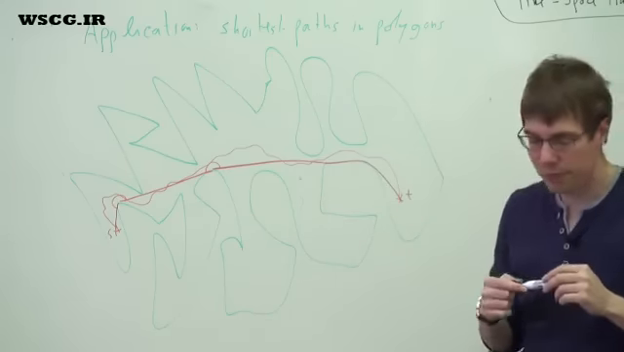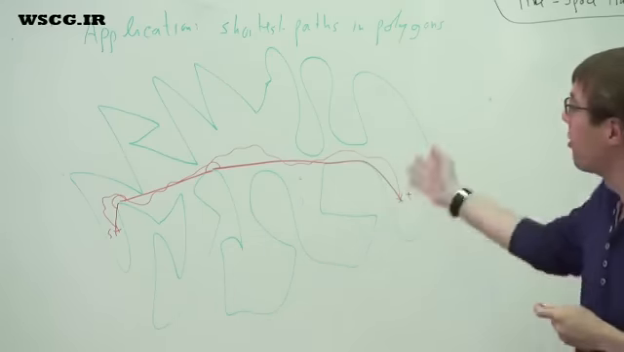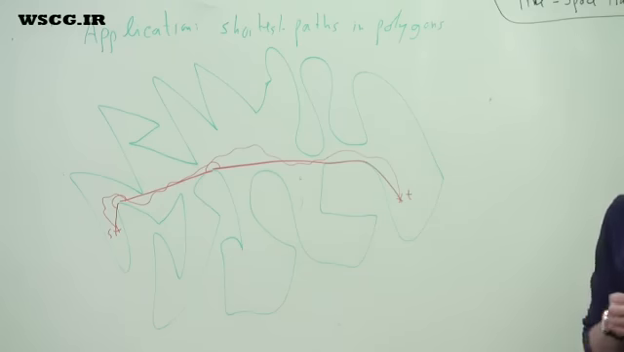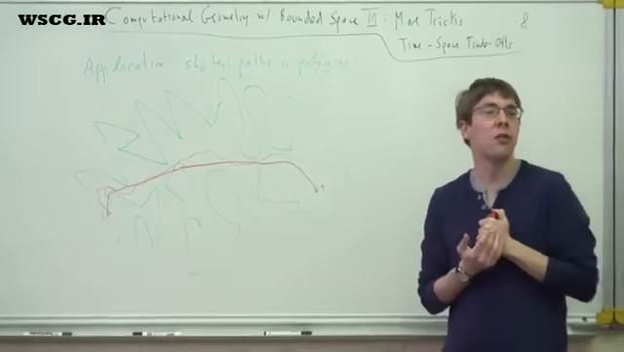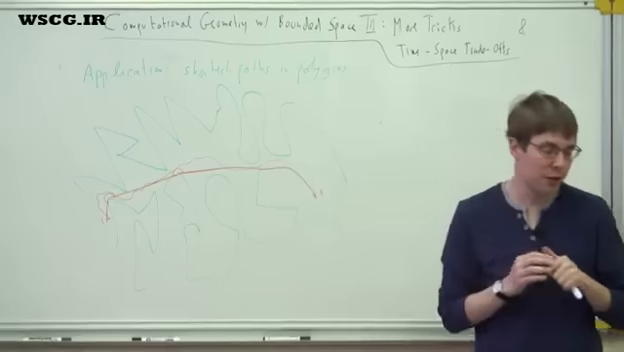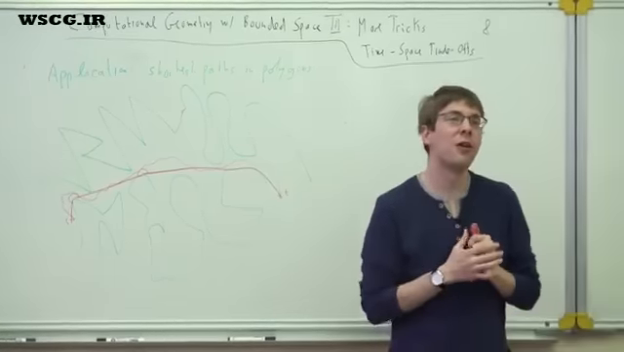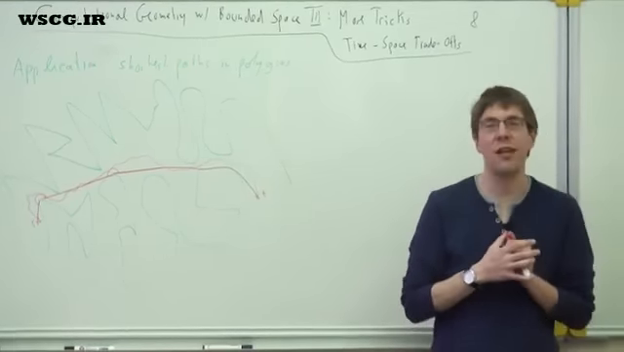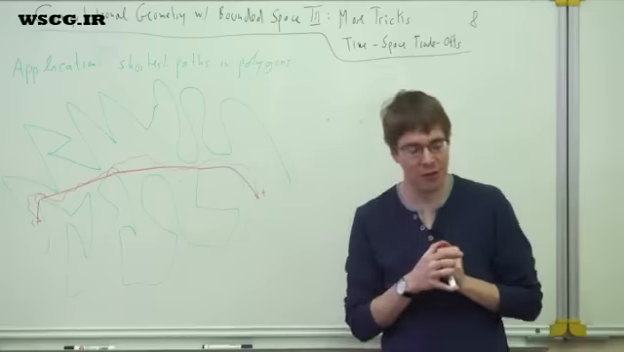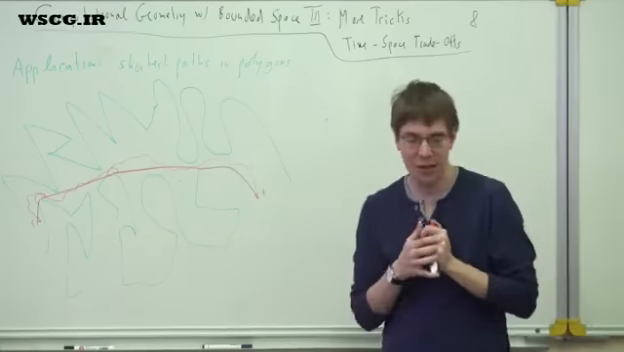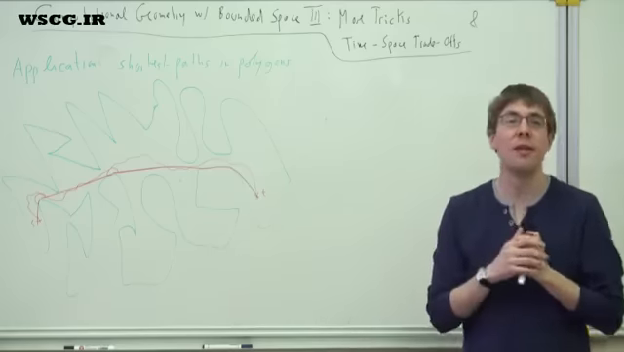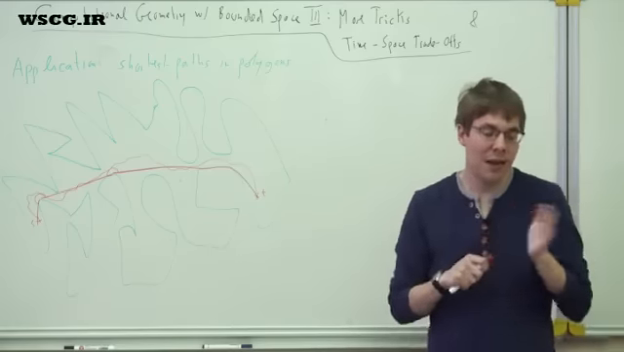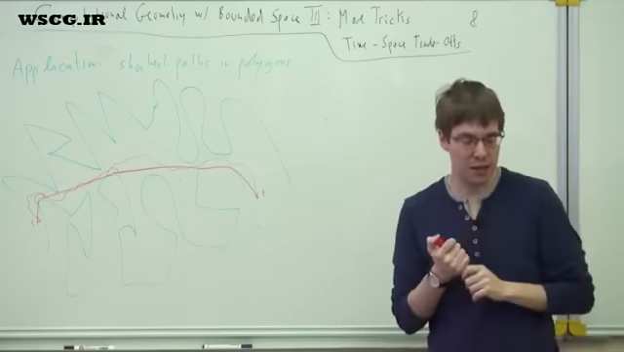And now we know how to solve this problem. Given the polygon with n vertices, you can solve it in O of n time, which is a bit cheating. I guess it's more honest to say that you can solve it in O of n log n time, because the linear time algorithm is very complicated. But you can solve this problem in n log n time, or theoretically in linear time.